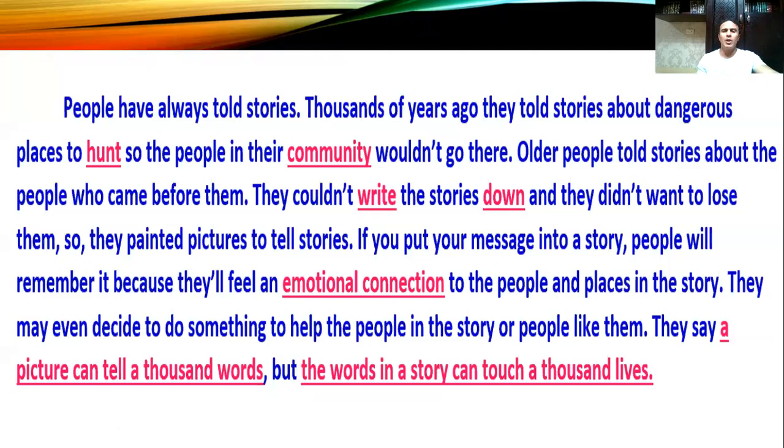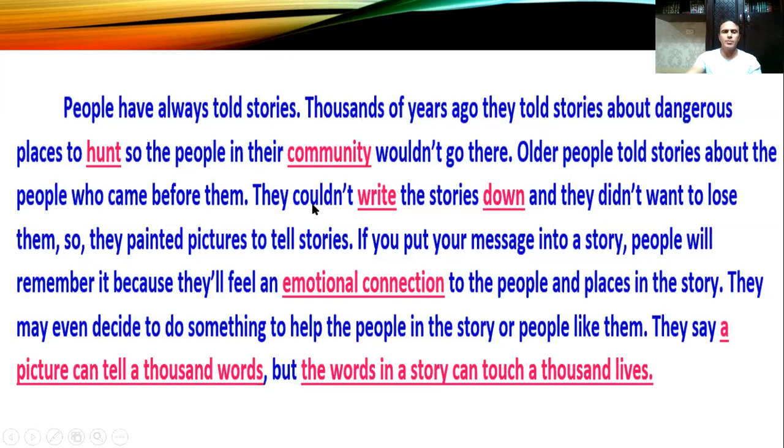بسم الله. People have always told stories. Thousands of years ago, they told stories about dangerous places to hunt, so the people in their community wouldn't go there. ناقشنا امبارح كلمة community بالتفصيل. Hunt, places to hunt, dangerous places to hunt. Why? To stop people in their community from going there.